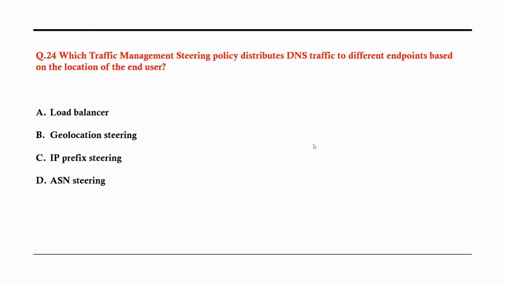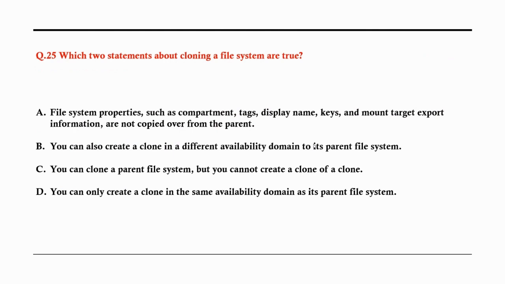Question 24. Which traffic management steering policy distributes DNS traffic to different endpoints based on the location of the end user? For this, you require a geolocation kind of policy. Hence, the answer is B. Question 25. Which two statements about cloning a file system are true? The correct answer is answer A. A file system's properties such as compartment, tags, display name, keys, and mount target export information are not copied over from the parent. And D, you can only create a clone in the same availability domain as its parent file system.